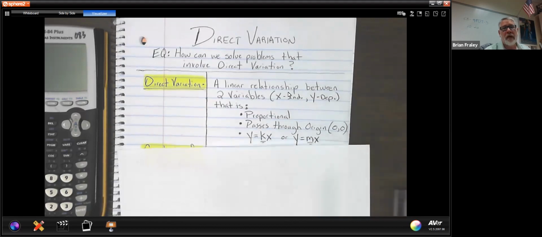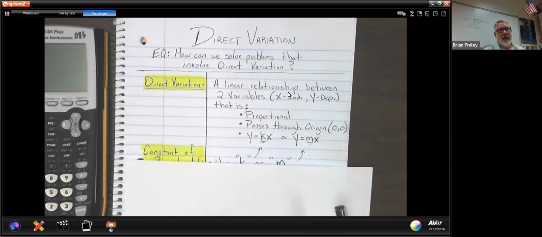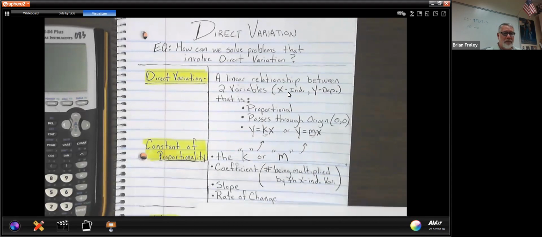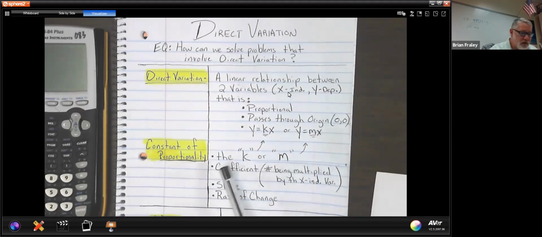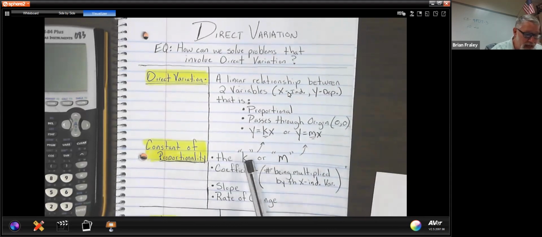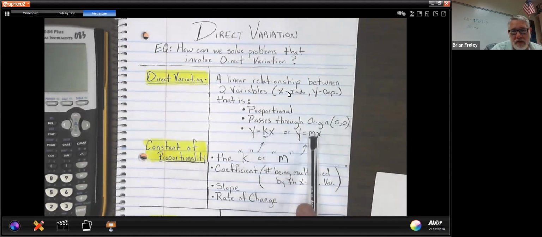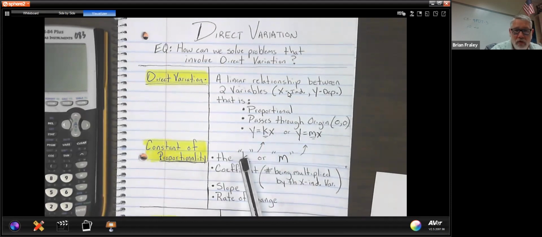The next definition is constant of proportionality. The constant of proportionality is the k or the m in this equation. So either the k or the m. We're going to use the m most of the time, but just know it can be written kx or mx. But the constant of proportionality is that m or that k.